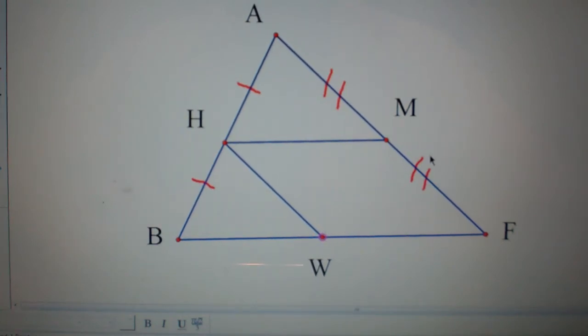So here, again, we can state what is true about this diagram: H is a midpoint, M is a midpoint. The segment HM is a mid-segment of the triangle. We can say that HM is parallel to BF and that HM is half of the distance of BF. So, this concludes our lesson on mid-segments of triangles.